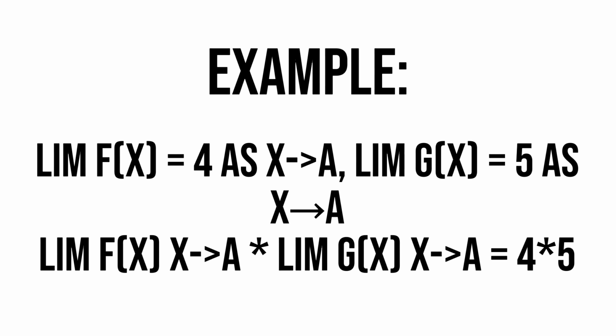And this is the example of Theorem 4. The limit of f of x is equal to 4 as x approaches a. The limit of g of x is equal to 5 as x approaches a. Then the limit of f of x times the limit of g of x as x approaches a is equal to 4 times 5.